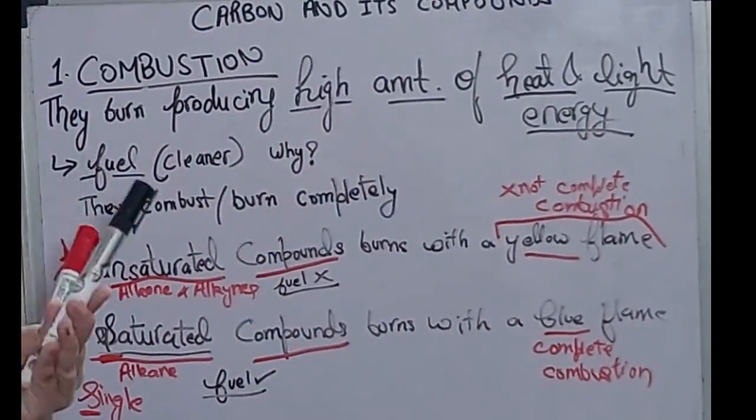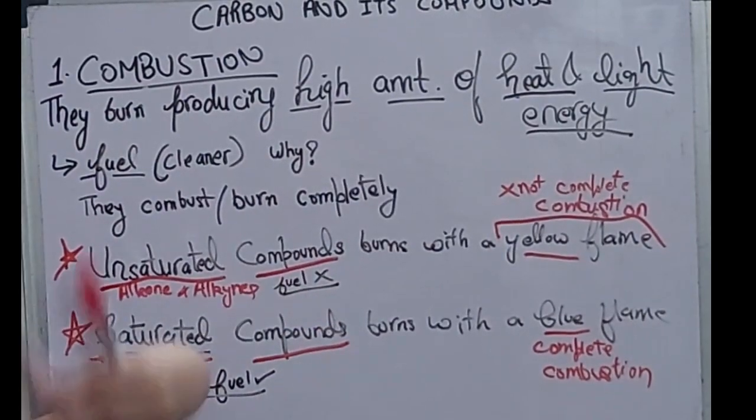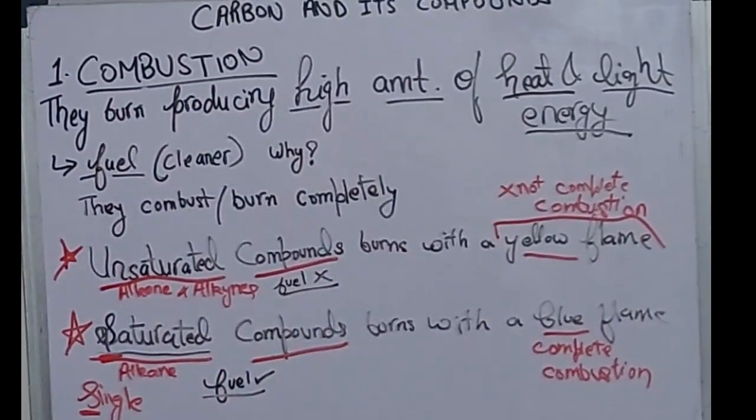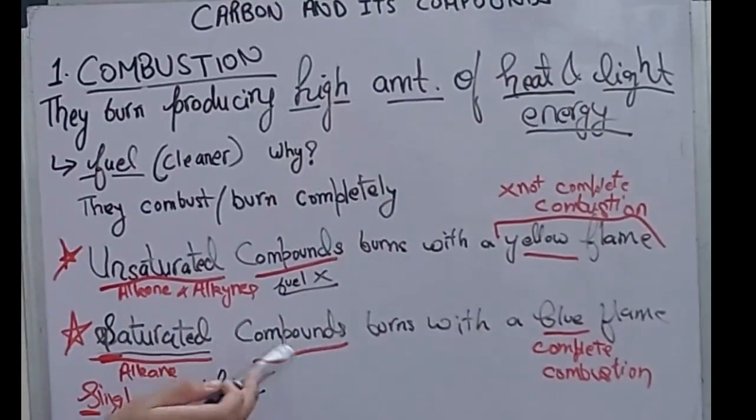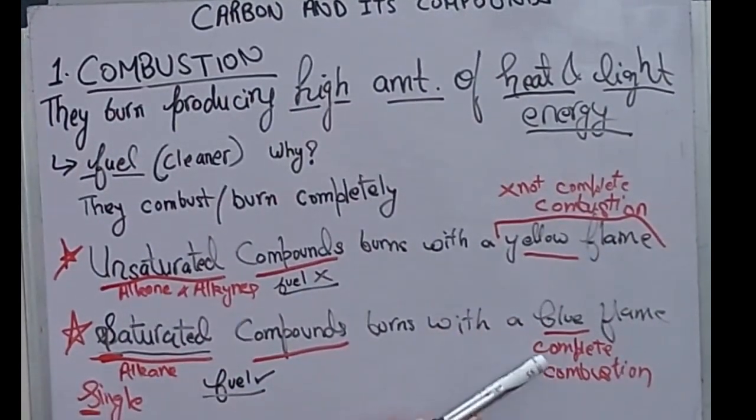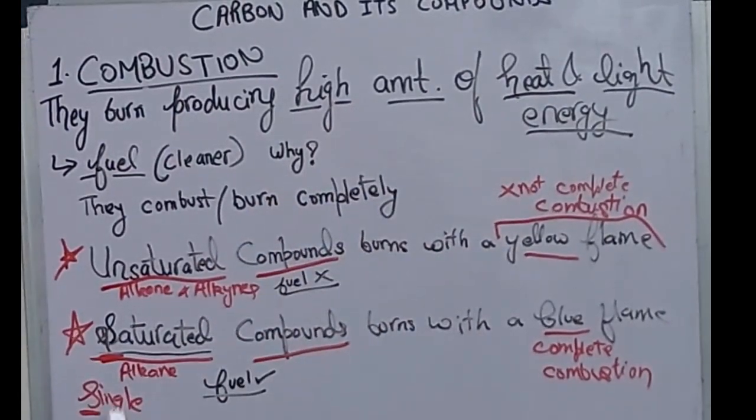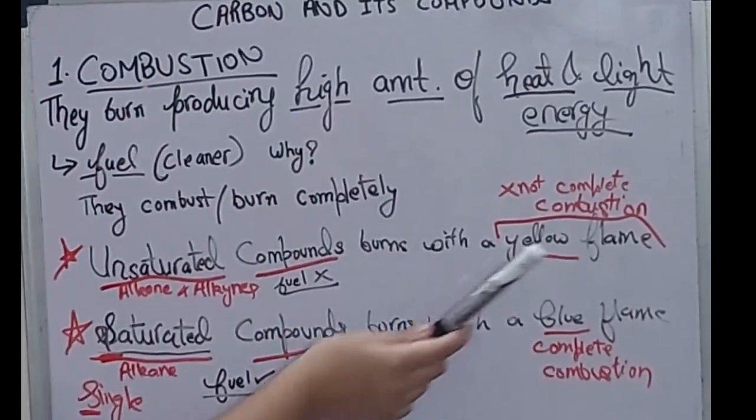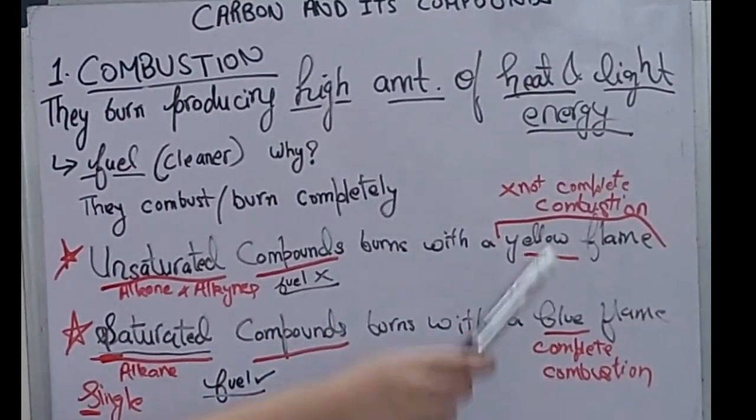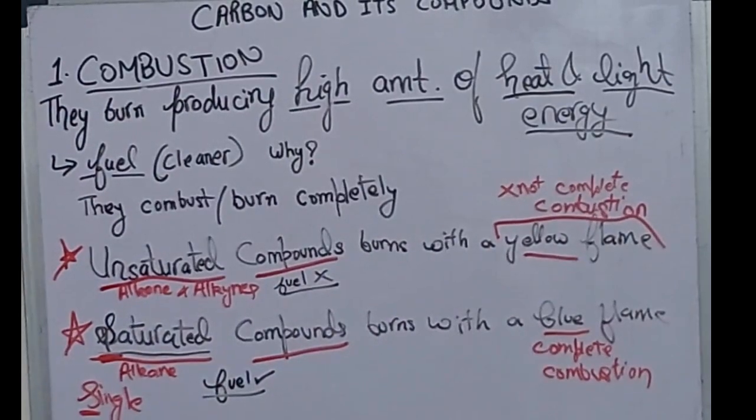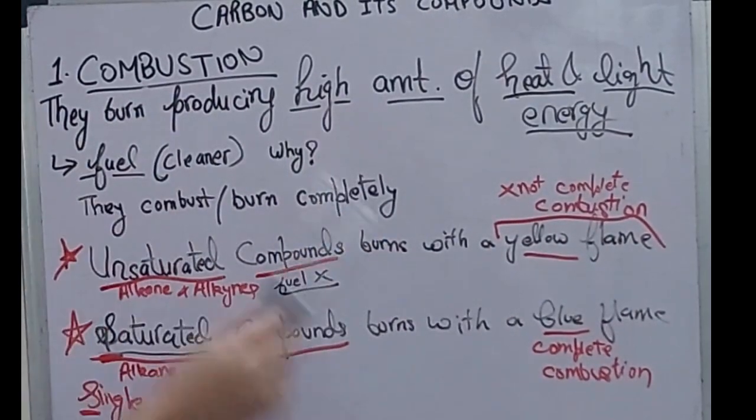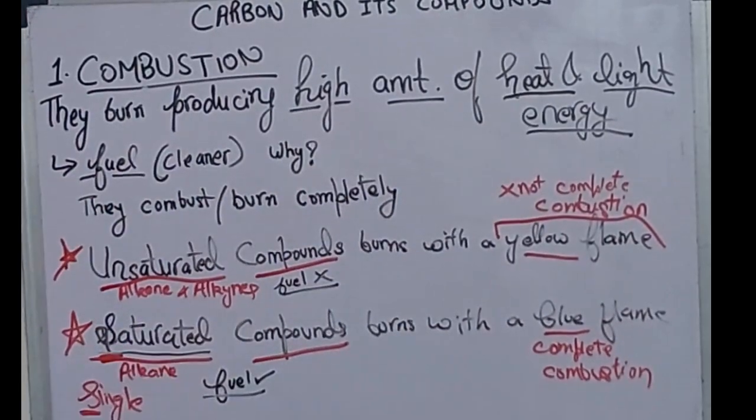So the answer is, whichever burns completely will produce more amount of heat and light energy. Like in the case here, saturated compounds burn with a blue flame, that is a complete combustion, and will produce a high amount of heat and light energy. Whereas unsaturated compounds burn with a yellow flame, that doesn't show a complete combustion, and will not produce a high amount of heat and light energy. So saturated compounds are a better fuel, right?